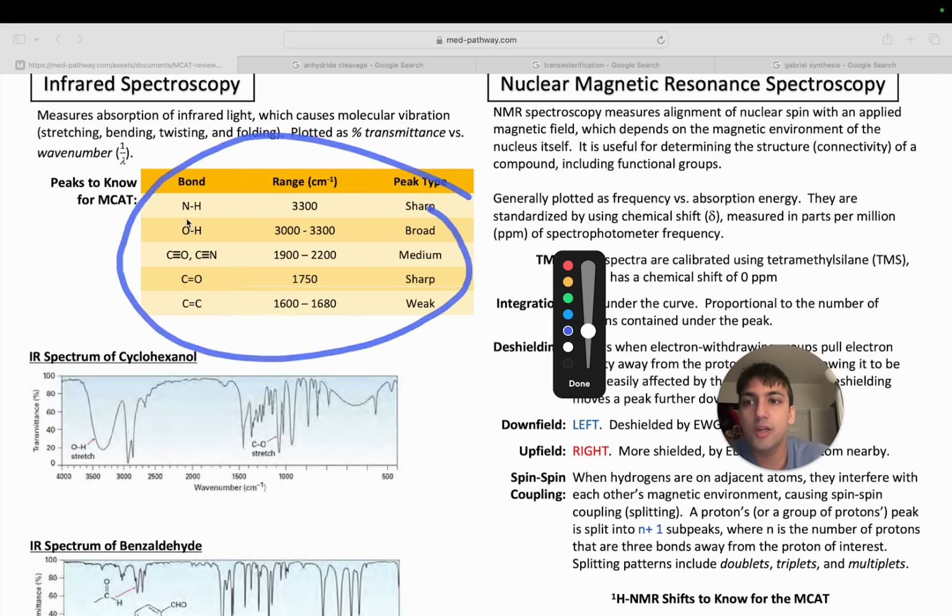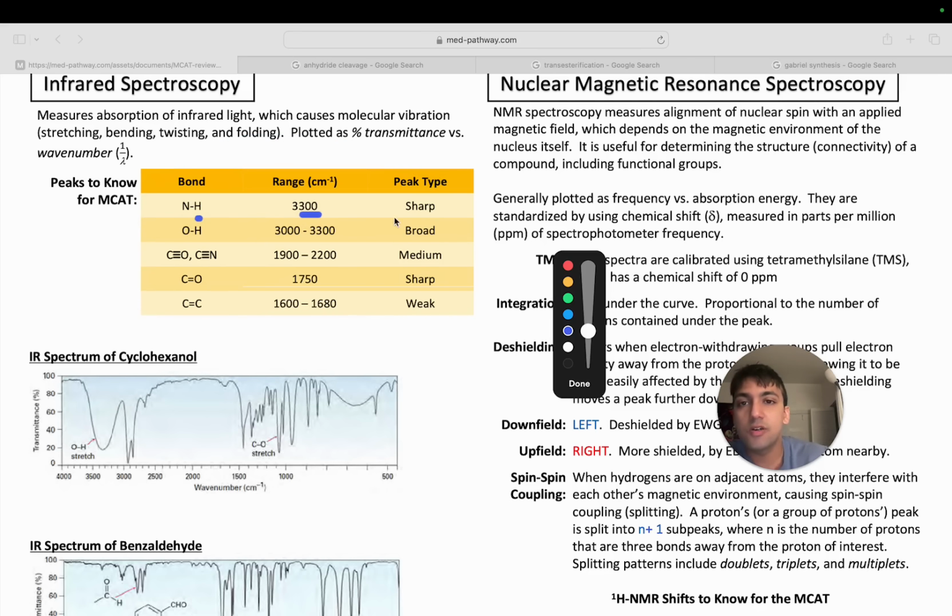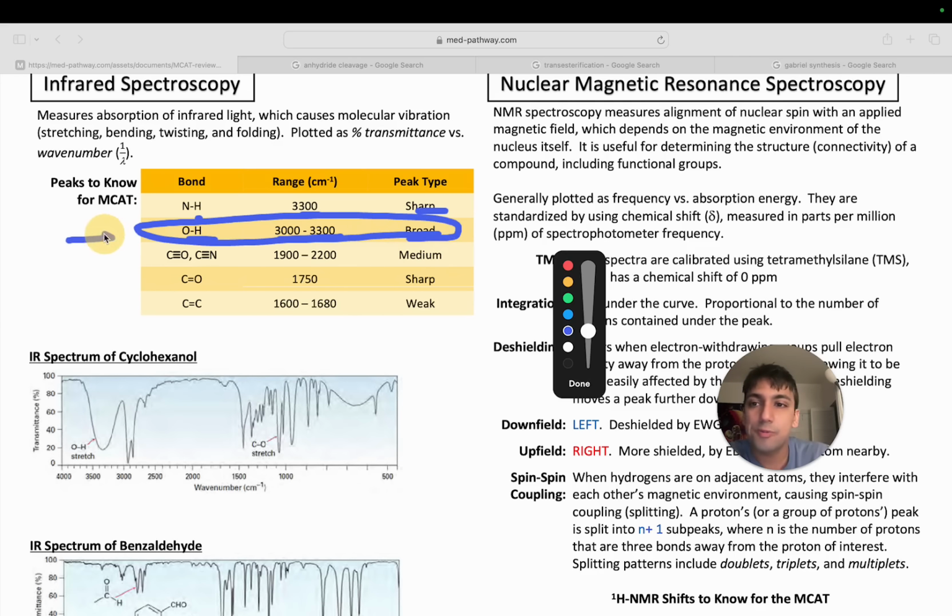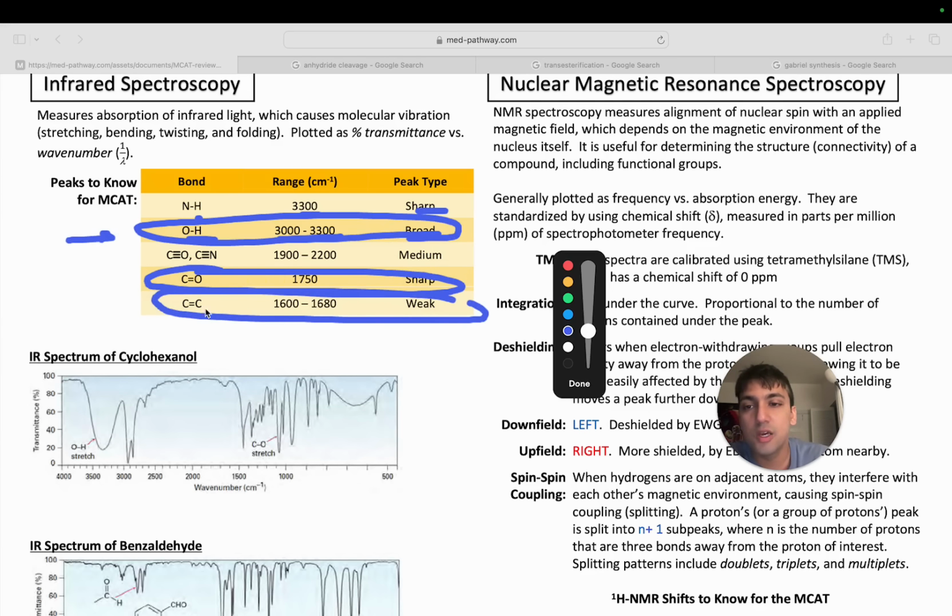So you should know that NH is 3300 and it's a sharp peak. You should know OH is 3000 to 3300 and it's broad. This is probably the most important one, that it's probably going to show up if any of these show up. This is also kind of important, the 1750 sharp, and then this is also sort of important, the CC, the 1600 to 1680 weak one.